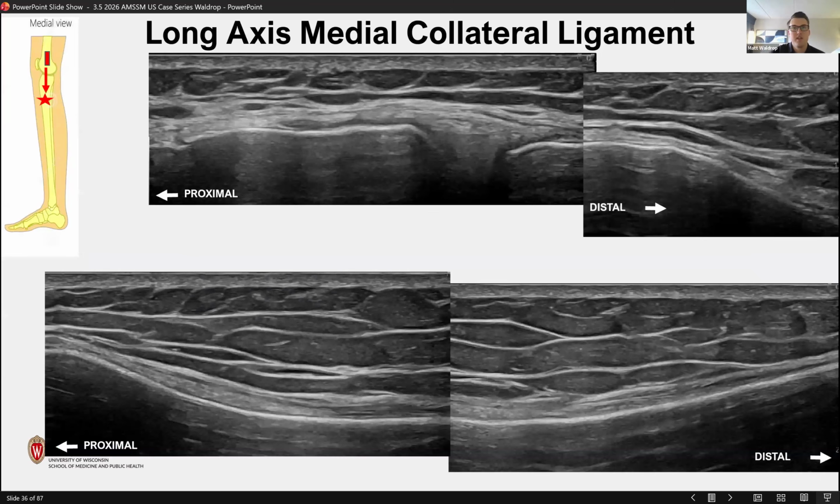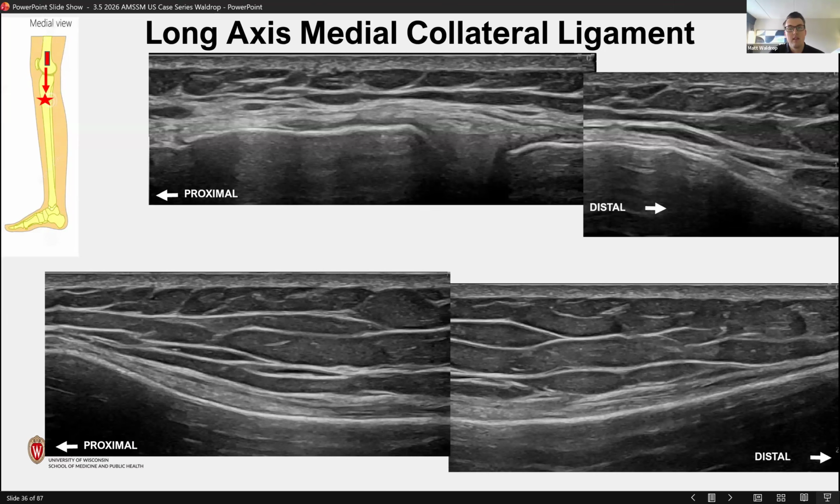So if we rotate our transducer back 90 degrees again, where we were when we were assessing that medial joint line in long axis and the meniscus, and then we translate the transducer superiorly, we can find the origin of the medial collateral ligament. And then if we translate distally, we can follow that MCL all the way down to its insertion on the tibia.